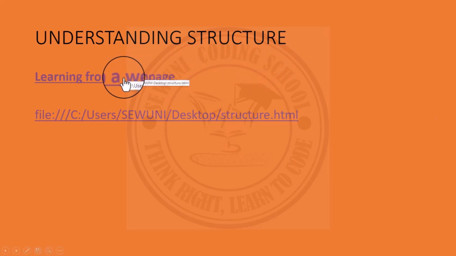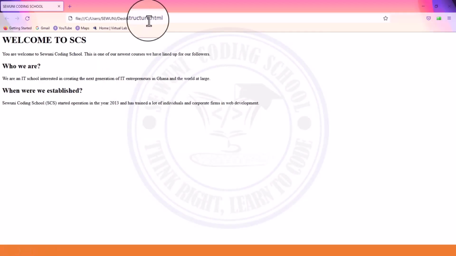Let me just open this particular file. I'll show you how to create it yourself. Now, this particular file explains the structure of an HTML. Let's start from the title bar. Now, this part, which is the title Sewuni Coding School, is one part of what? The HTML document, which is what? The head part. And the head part contains the title part I explained here.